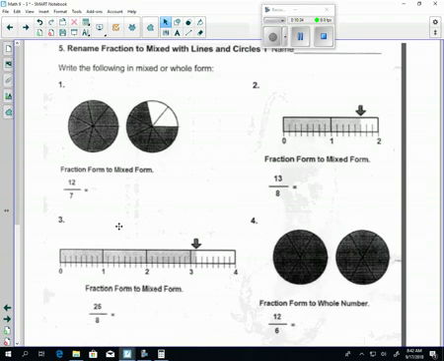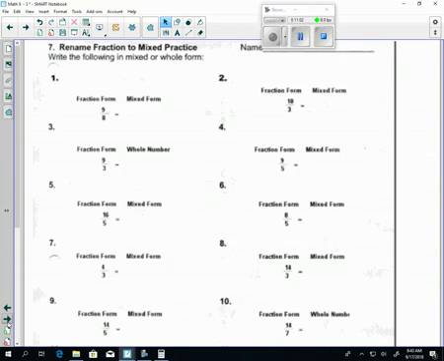Just a quick example, 12 over 7. If we put that in our calculator, or just divide it, we know that 12 over 7 is going to have 1, 7 over 7, and that means we're going to have 5 left, so 12 minus 7. So 12 over 7 is 1 and 5/7. So we're changing from fraction form to mixed form, and again, fraction form to mixed form.